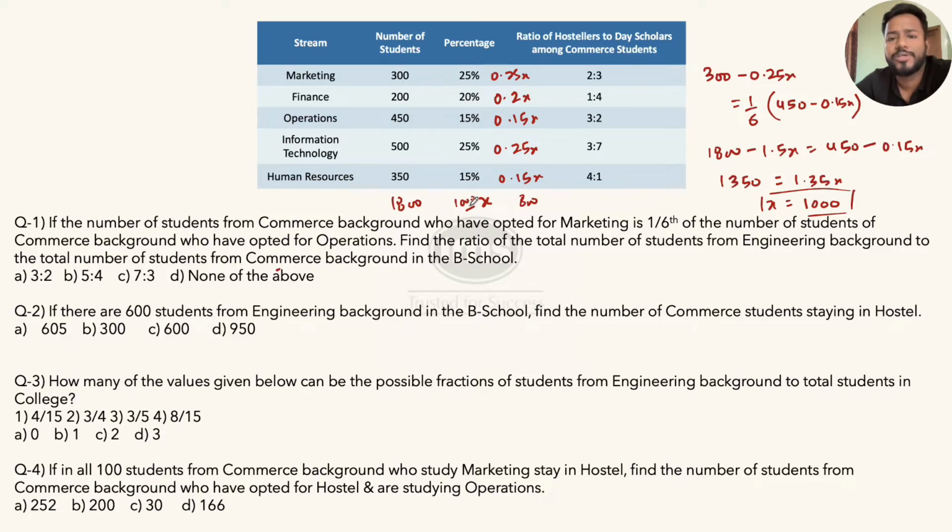That means the required ratio is 1000 is to 800, or 10 is to 8, or maybe 5 is to 4 also. So we can simplify the ratio, right? So this question is not so difficult.